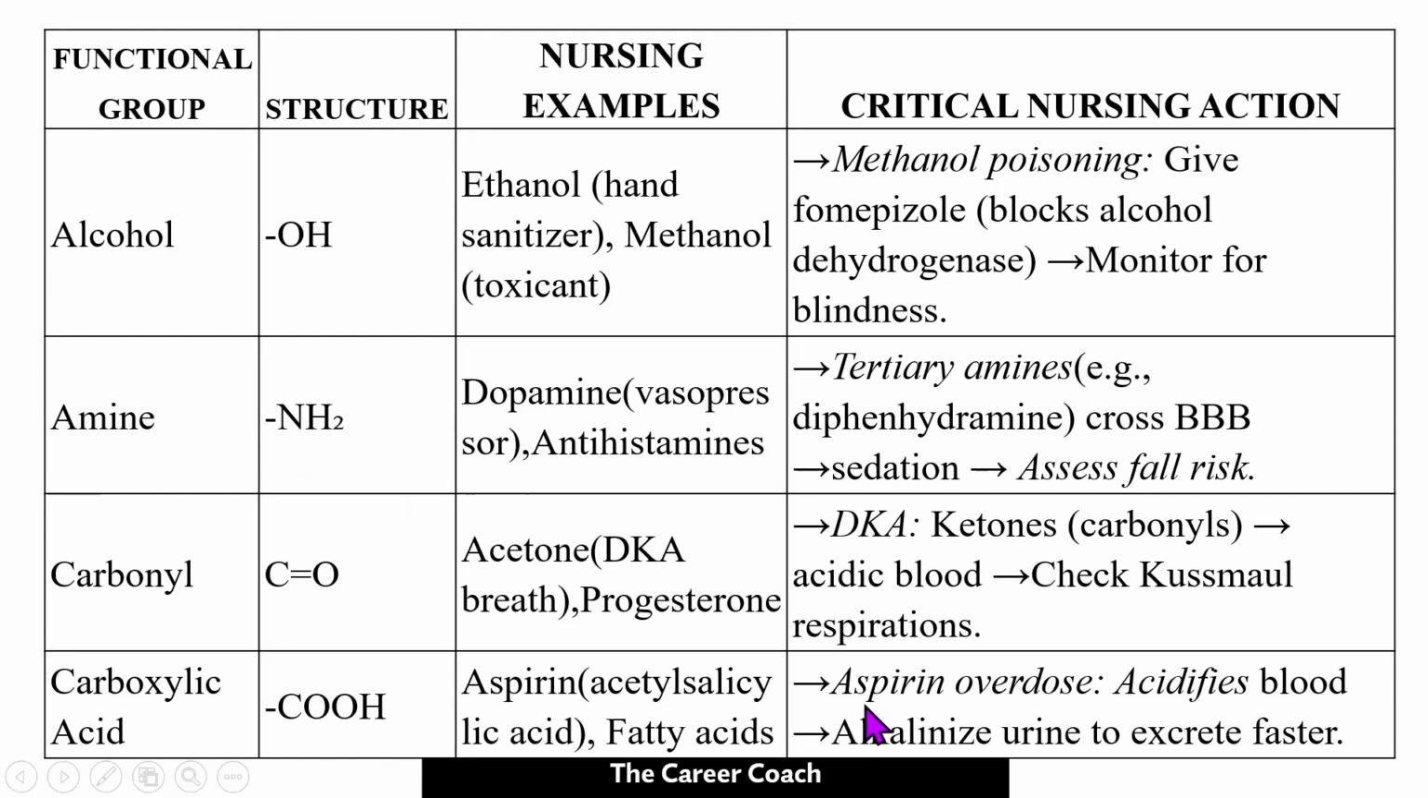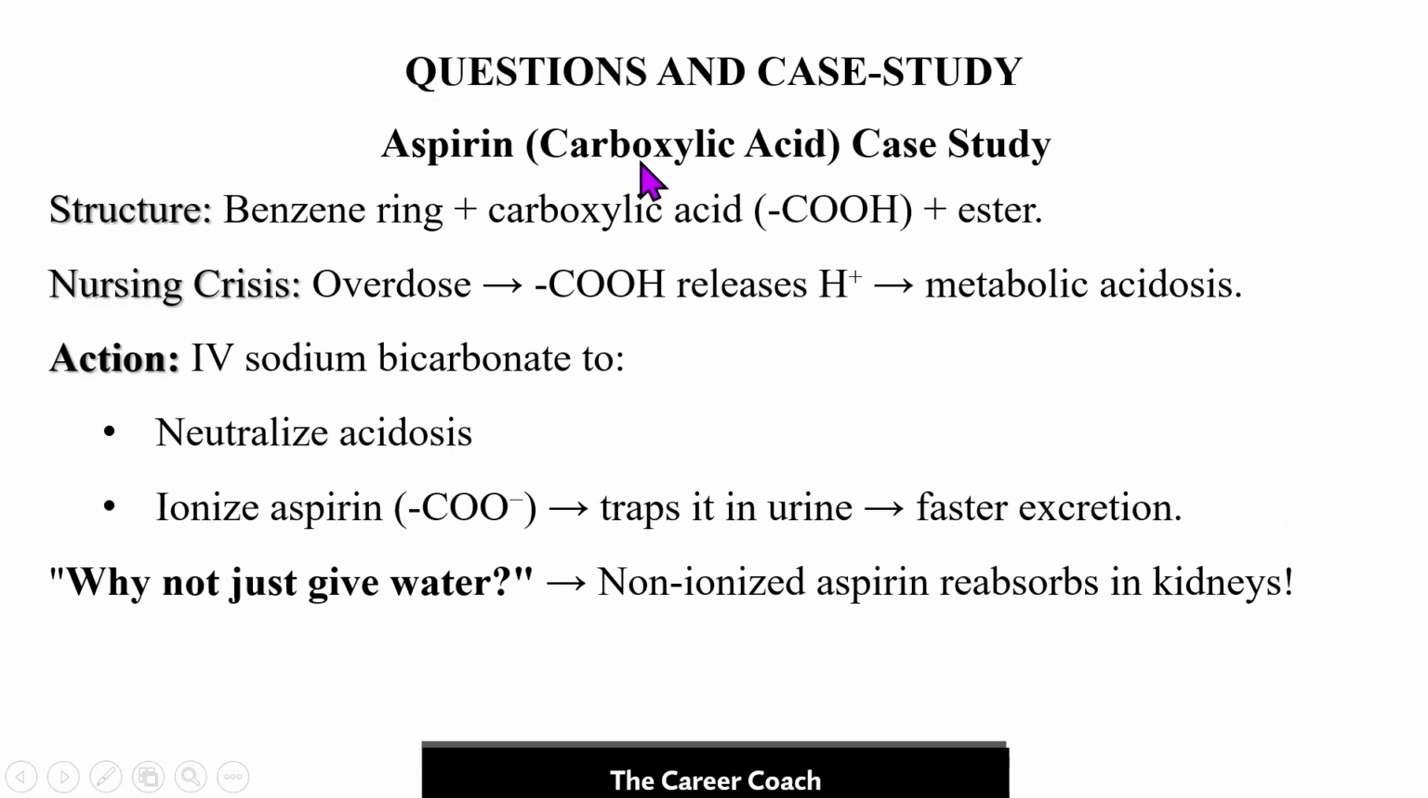Carboxylic acid present in aspirin can lead to aspirin overdose. An aspirin overdose can lead to the acidification of the blood. What the nurses should do is to alkalize the urine to excrete faster. So in order to alkalize the urine, sodium bicarbonate is given IV. This will prevent aspirin in the kidneys from being reabsorbed into the body tissues, but rather to be excreted via urine. Let's look at a case study.